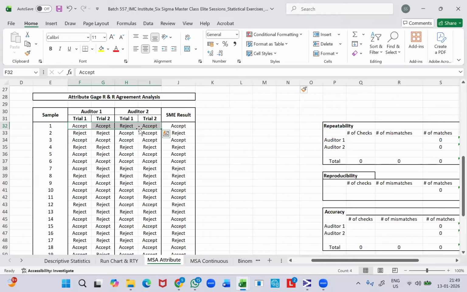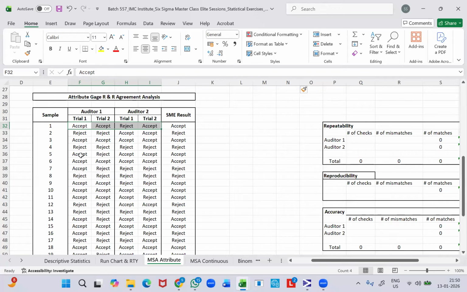Even if there is a small variation or a small mismatch, even if one of the trial results is different, then we will say that it is a reproducibility mismatch or reproducibility variation. So as far as sample 1 is concerned, auditor 2 trial 1 result is not matching with the other 3 results. So this would constitute reproducibility mismatch or reproducibility variation.